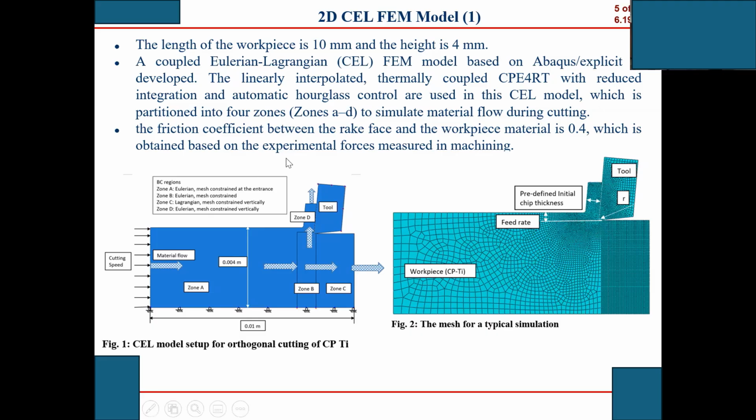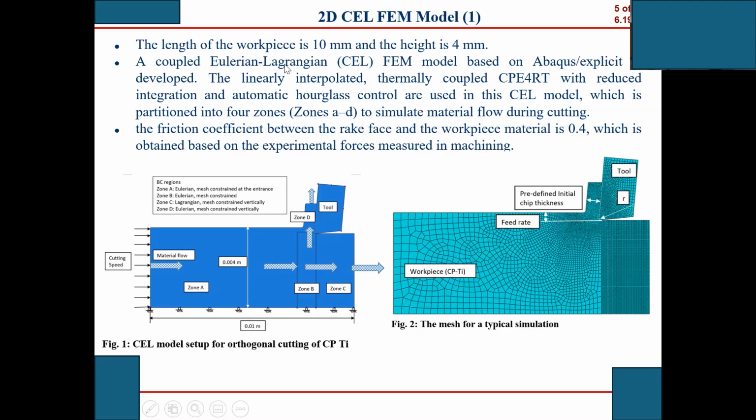So here you can see we have several regions, four zones. Here is the problem domain, and here is zone A. Here is zone B, and zone B is this part. Here is zone C, and the chip is zone D.